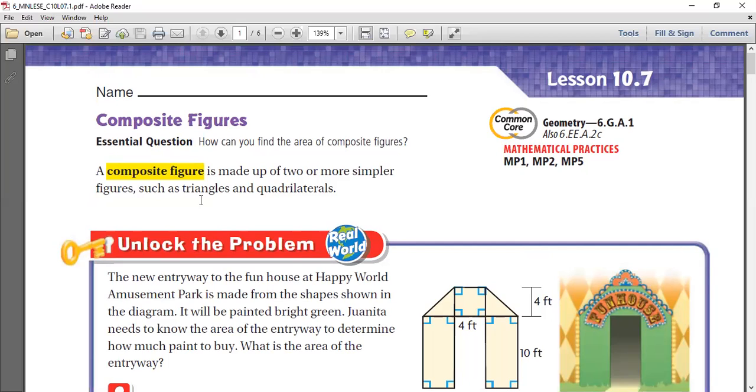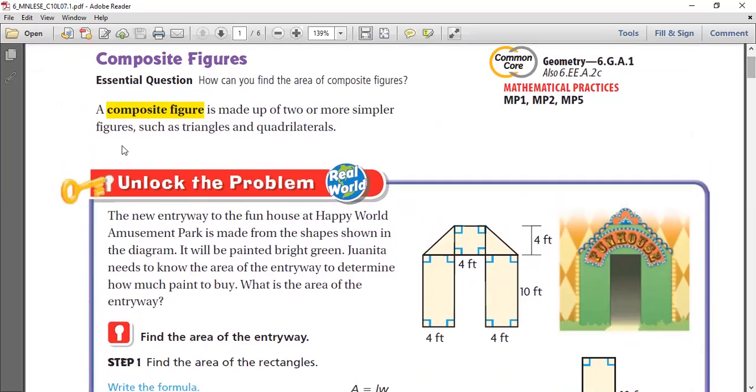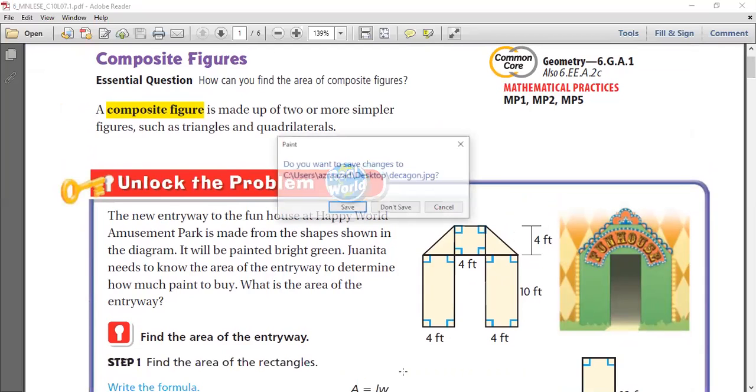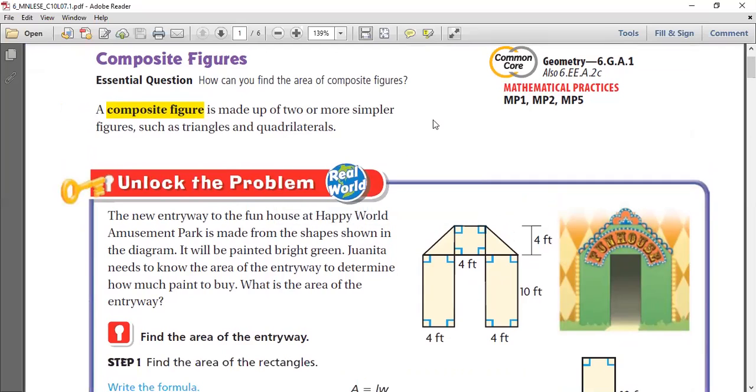Okay, so a composite figure is made up of 2 or more simpler figures such as triangles and quadrilaterals. Like it's made up of the basic shapes, squares, rectangles, circles. It's made up of something like this, but of course you don't have circles in this figure. So it's made up of simpler figures such as triangles and quadrilaterals. Now, for example, I'll just show you some pictures, okay, which you can have as composite figures?